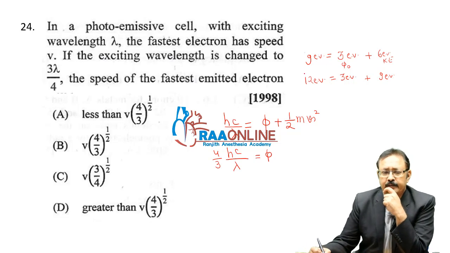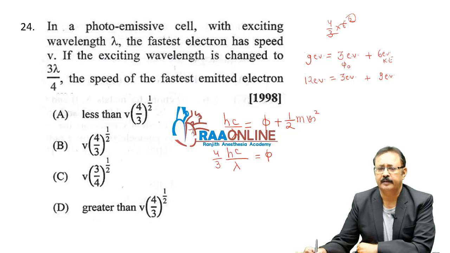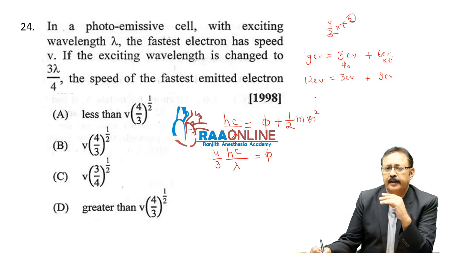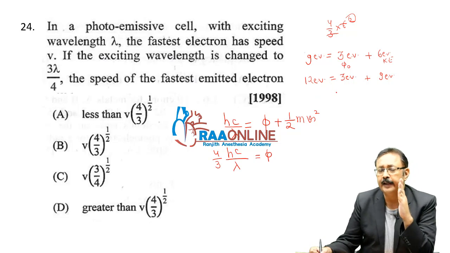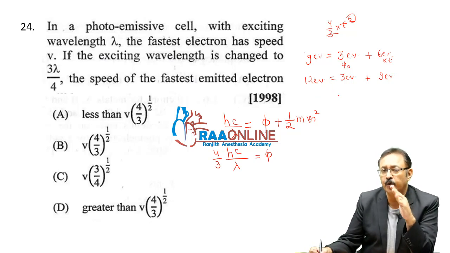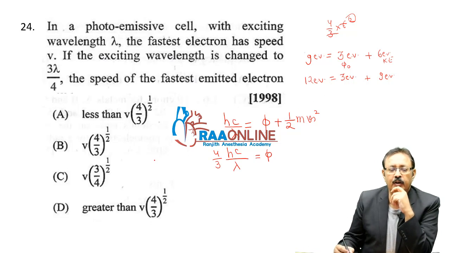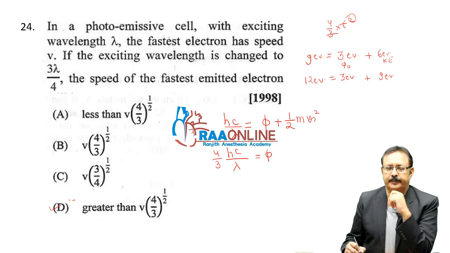What is 4 by 3 of the earlier kinetic energy? It is more than that. It means if you are increasing the energy by 4 by 3, the kinetic energy will increase by a greater factor than 4 by 3. So we will go with option D.